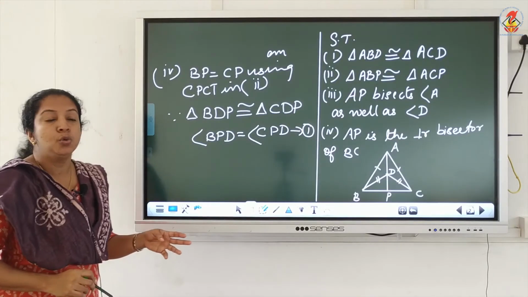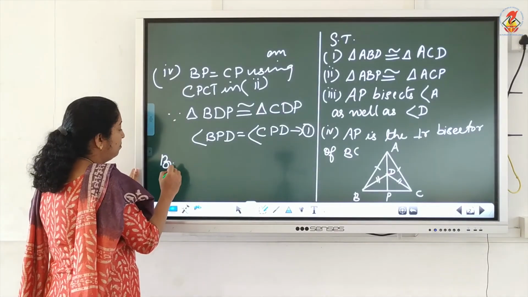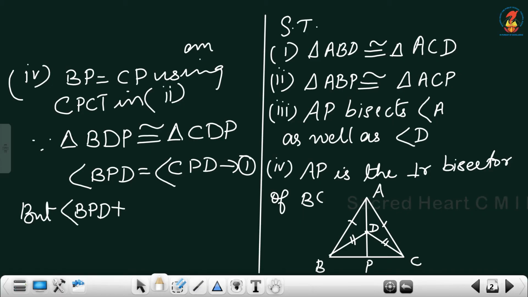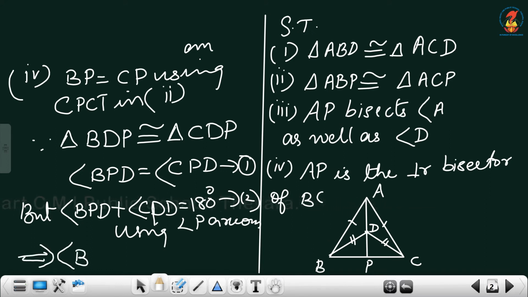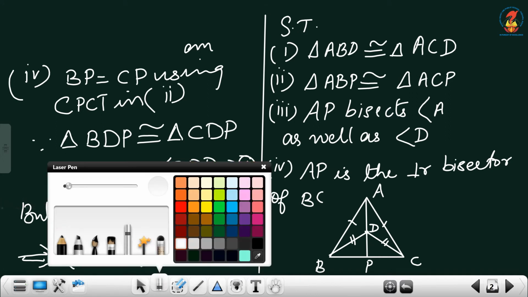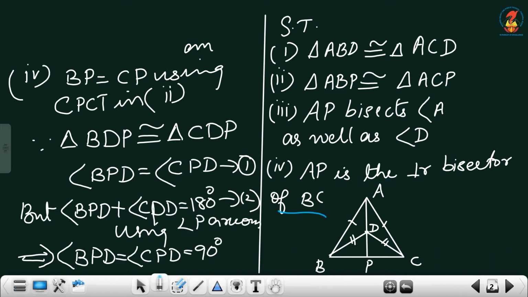But what about the sum of these two? It is 180 degree using linear pair axiom. Angle BPD plus angle CPD is equal to 180 degree. Equation 2 using linear pair axiom. From these two what we can conclude? Angle BPD is equal to angle CPD is equal to 90 degree. So, what we can say? AP is the perpendicular bisector of BC.